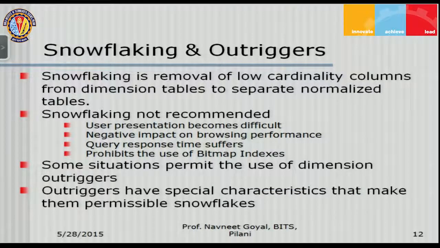Snowflaking is the removal of low cardinality columns from dimension tables into separate normalized tables. So snowflaking is basically a kind of normalization. You all know that in a dimensional model framework we discourage normalization, but in some situations we kind of allow it. We typically call that outriggers, although an outrigger is not necessarily normalization but something similar.